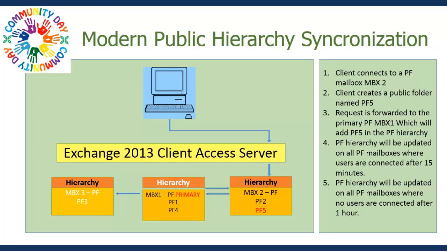As an example, you can see this here. Point number one, the client connects to mailbox two on the right side. Then the client creates a public folder named PF5. You can see it on the lower part in red. Then the request is forwarded to the primary public folder mailbox one, which will add PF5 in the PF hierarchy. The PF hierarchy will be updated on all modern public folder mailboxes where users are connected after 15 minutes. This is very important. If users are connected right away, it will just take 15 minutes. But the next point is very important. The public folder hierarchy will be updated on all public folder mailboxes where no users are connected after 1 hour.